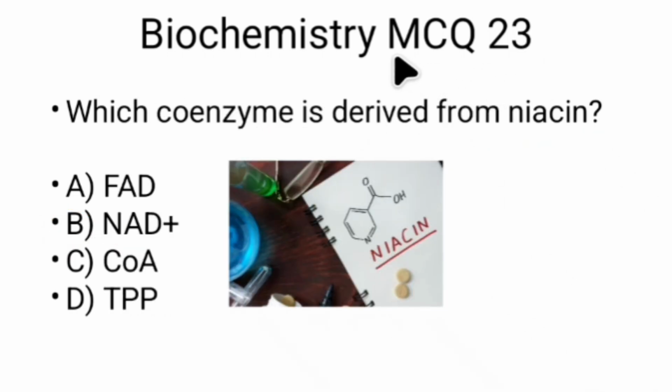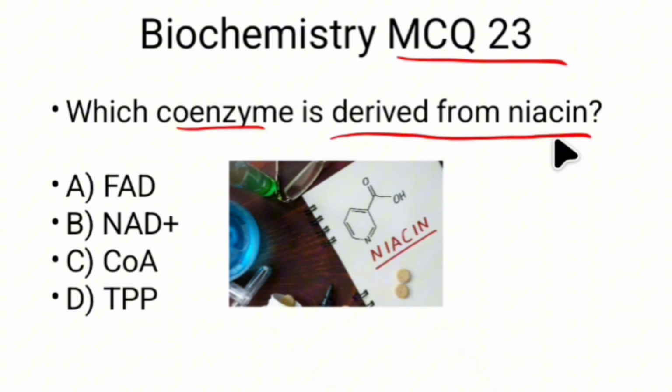Question number 23. Which coenzyme is derived from niacin? Correct option is B. NAD plus is a coenzyme which is derived from niacin.